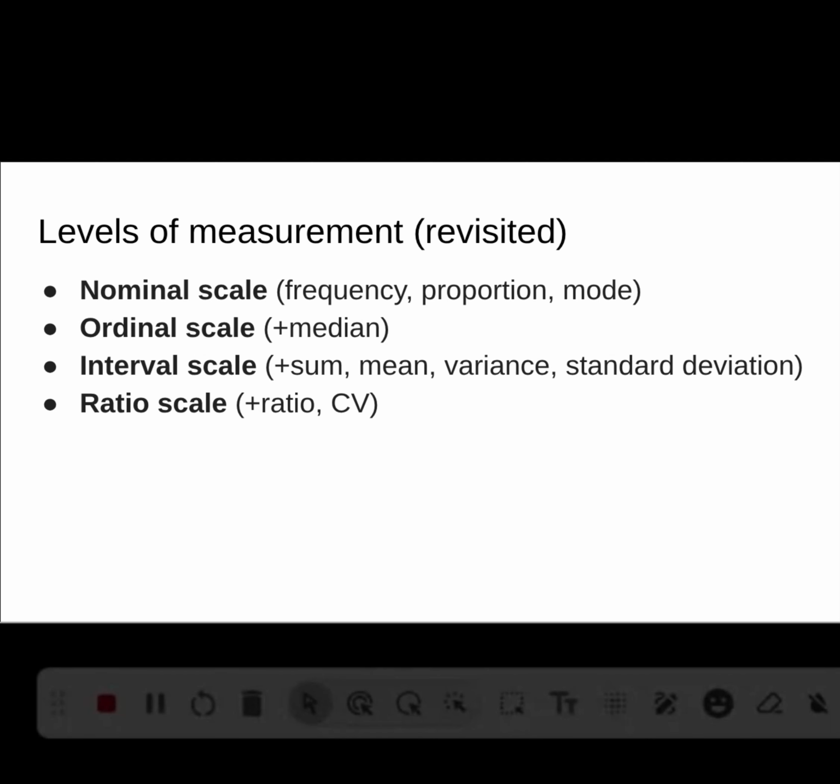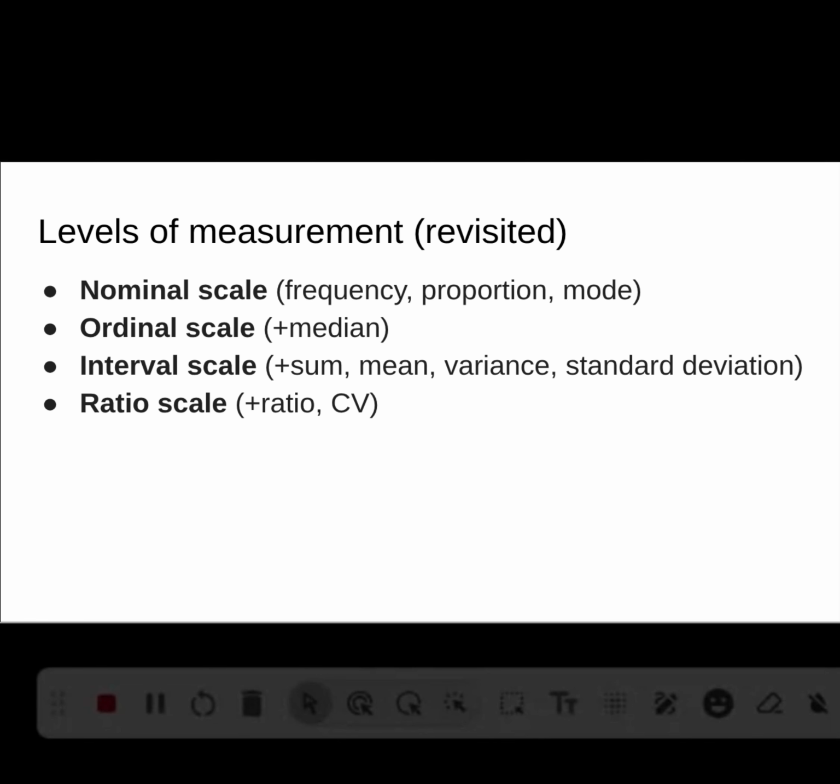Now that we've covered measures of location and dispersion, let's talk about which ones apply to which types of data, to which levels of measurement. Out of all the measures of location and dispersion that we covered, only one of them applies to nominal data, and that's the mode, which, as a reminder, means the value that shows up the most. So it makes perfect sense to say that brown eyes was the most frequent eye color.